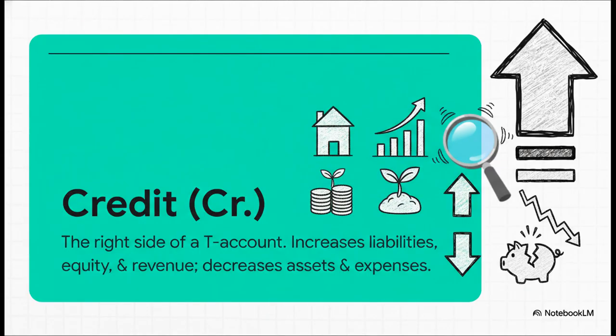And you guessed it, here's its counterpart. The right side of any T account is the credit side. We abbreviate that as CR. That word comes from the Latin credere, which means to trust. But again, the most critical piece of information for you right now is this. Credit equals right side. And a credit entry will always have the exact opposite effect of a debit. It increases things like liabilities and revenue and decreases others.